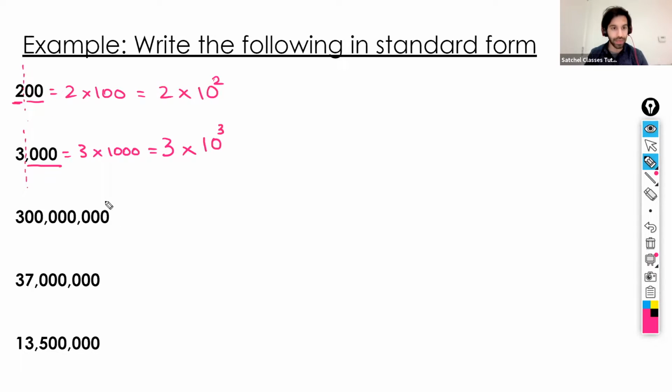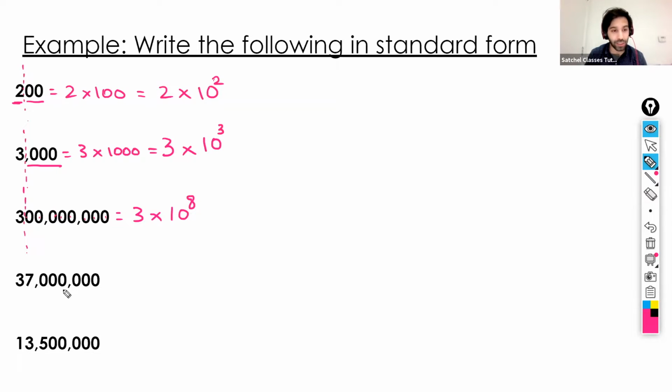Over here, now that we have a larger number, this is going to be 3, because 3 is our non-zero number, and then I can write a line here, and then that's going to be 1, 2, 3, 4, 5, 6, 7, 8 numbers. So that's 8 digits, so that's going to be 10 to the power of 8.